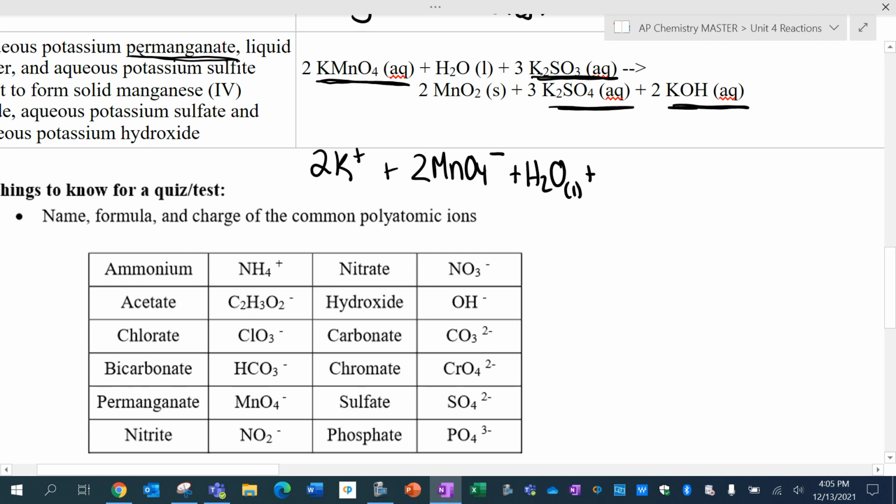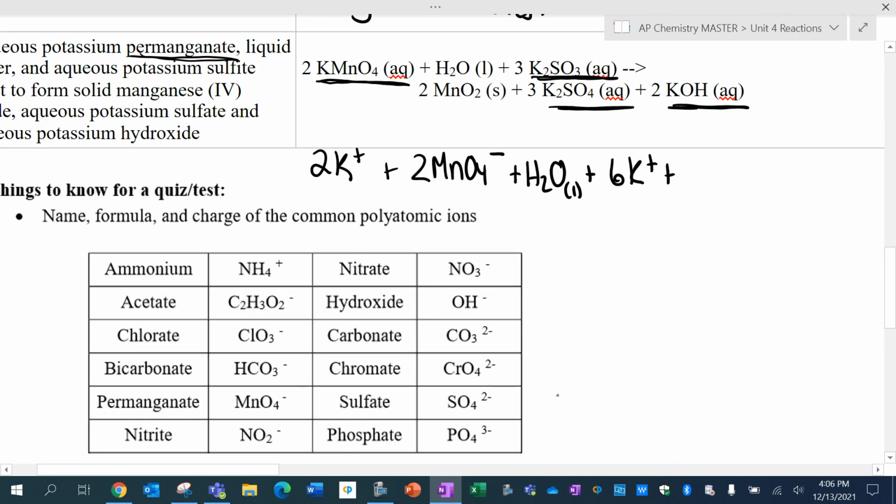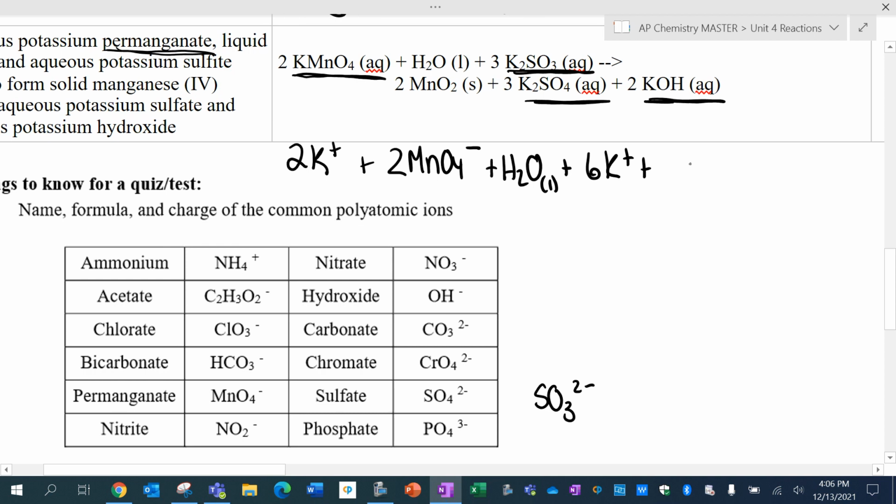And then we got 3K2SO3. This is potassium sulfite. So that's 6 potassium ions. And then SO3 is, oh, it's not on this list. Okay, but SO3 actually has the same charge as sulfate. It has a -2 charge. It's on our other list. But we ended up with 3 SO3 2- ions.